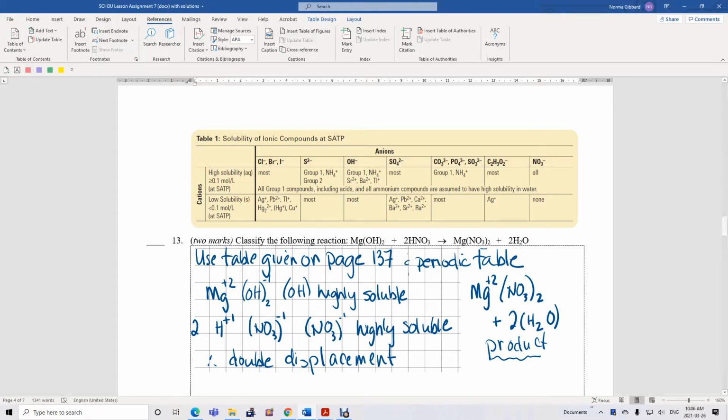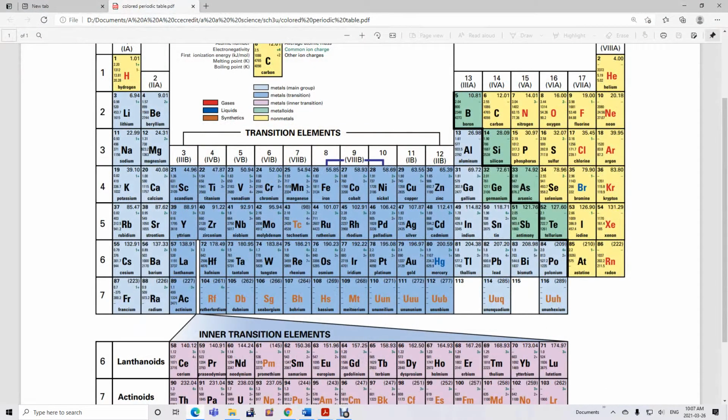Lesson 7, Question 13. Classify the following reaction. Mg(OH)2 plus 2HNO3 produces Mg(NO3)2 plus 2H2O. To do this question, you need to have available Table 1, the solubility of ionic compounds at SATP, given on page 137 in your textbook, and you need a periodic table.